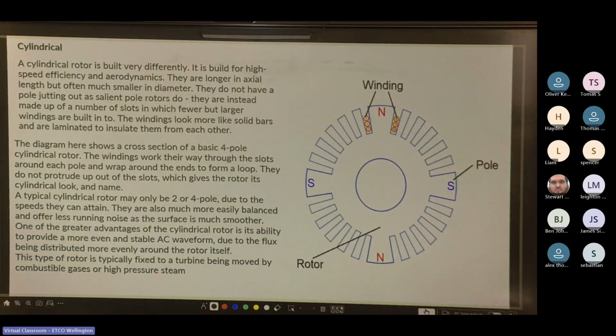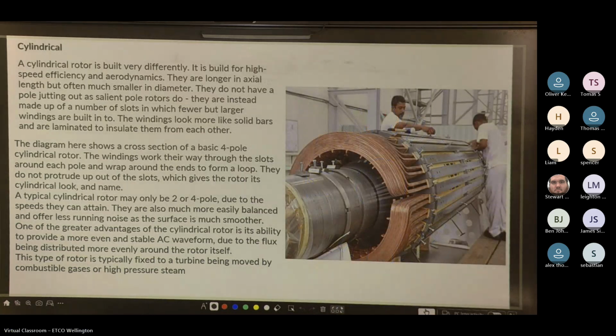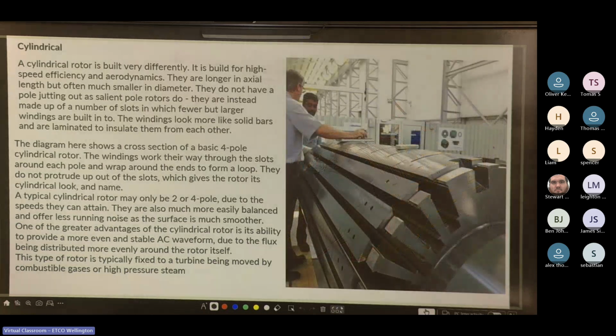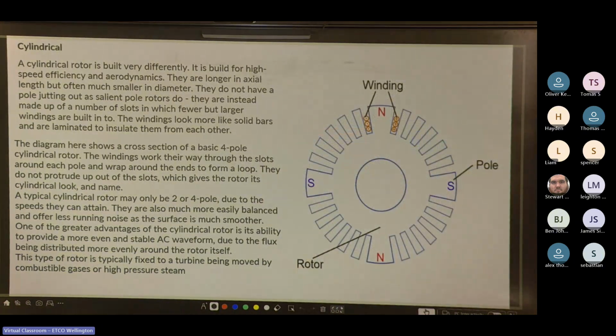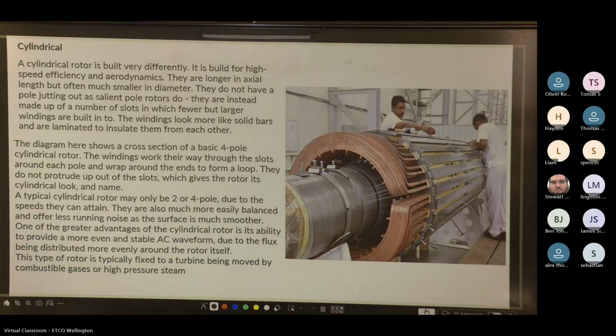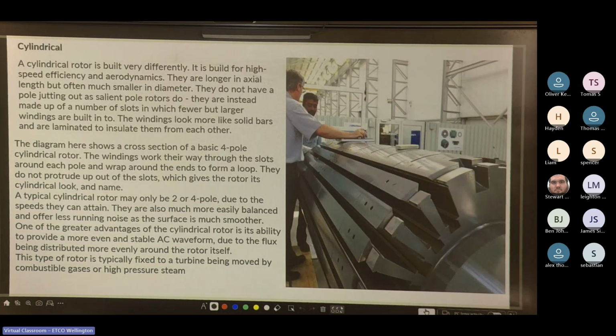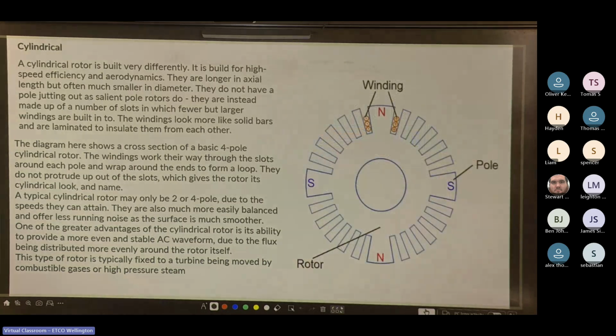So you can see the slots there. It's got 2 north poles and 2 south poles. The windings work their way through the slots around each pole and wrap around the ends to form a loop. They do not protrude out of the slots, which gives the rotor its cylindrical look and name. A typical cylindrical rotor may only be 2 or 4 pole due to the speeds they can attain. They're also much more easily balanced and offer less running noise as the surface is much smoother.